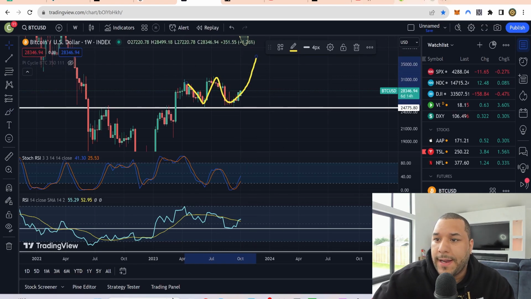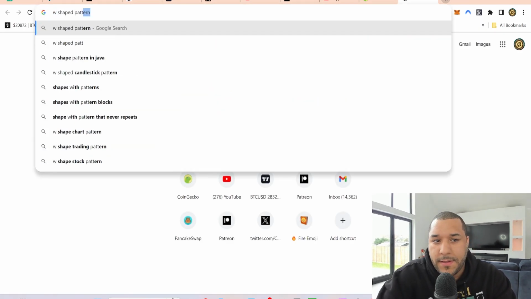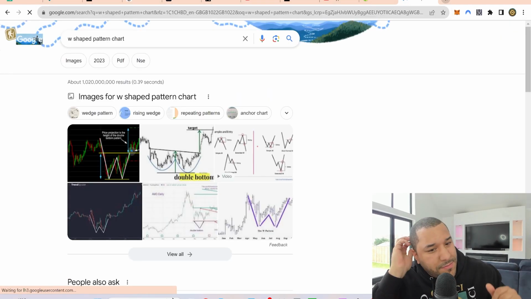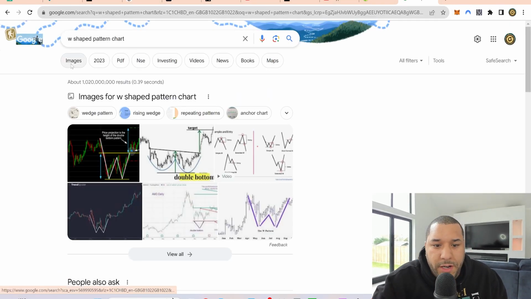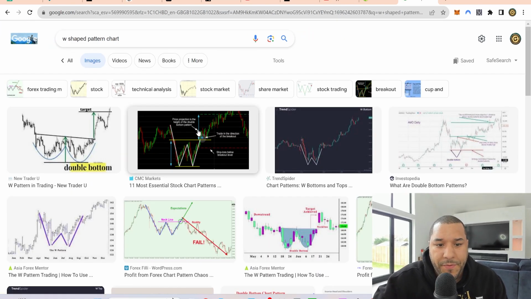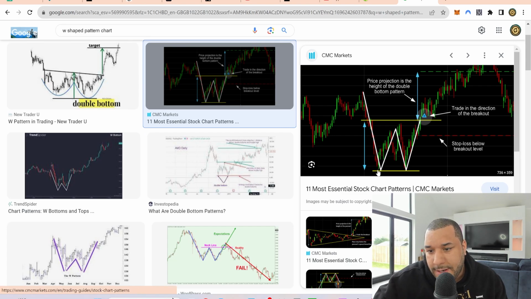So let me see if I can find W-shaped pattern charts. Let's see if it comes up. Here we go. So I'm pretty sure the W-shaped pattern is usually bullish. Let's click on images. So this is an example, right? You've come down, you tested, you came up, you came down, you tested again, right?